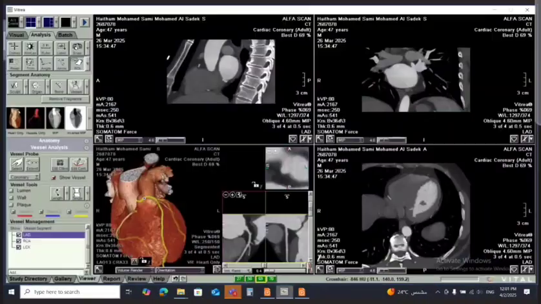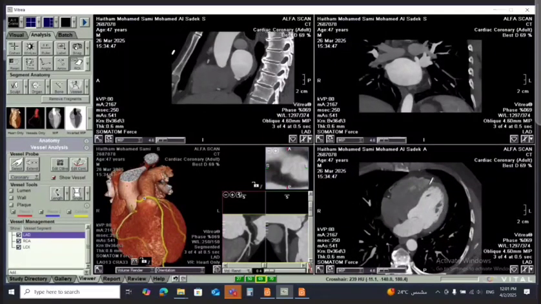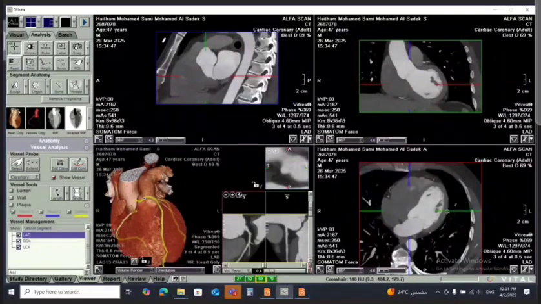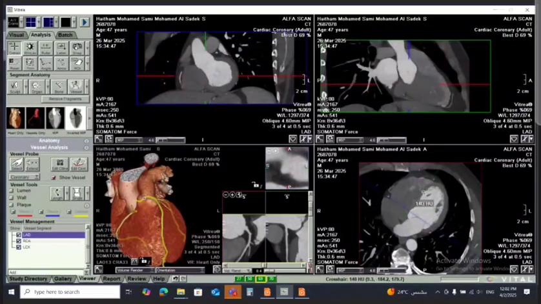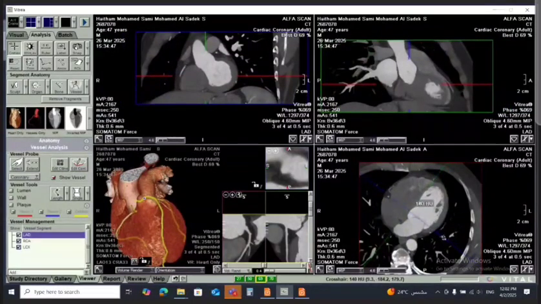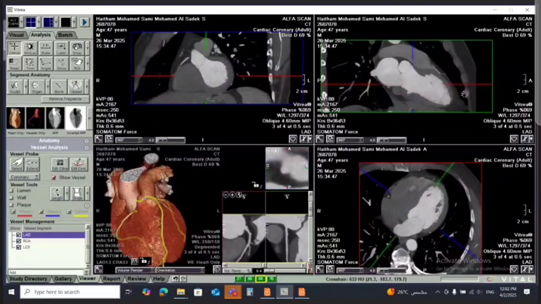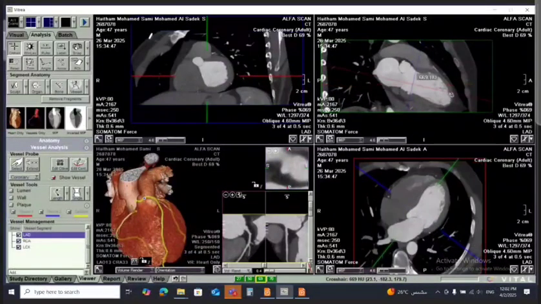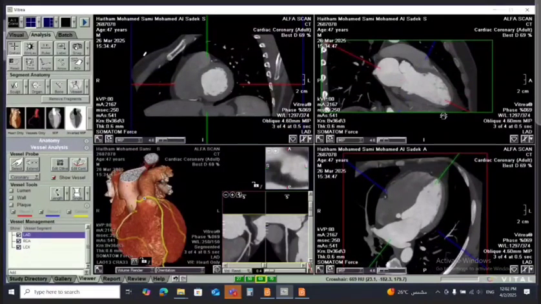I will return here to show you. This plane is the axial plane for the chest, but not the axial plane for the heart. We can make this oblique, better this. And here we have the cardiac planes.